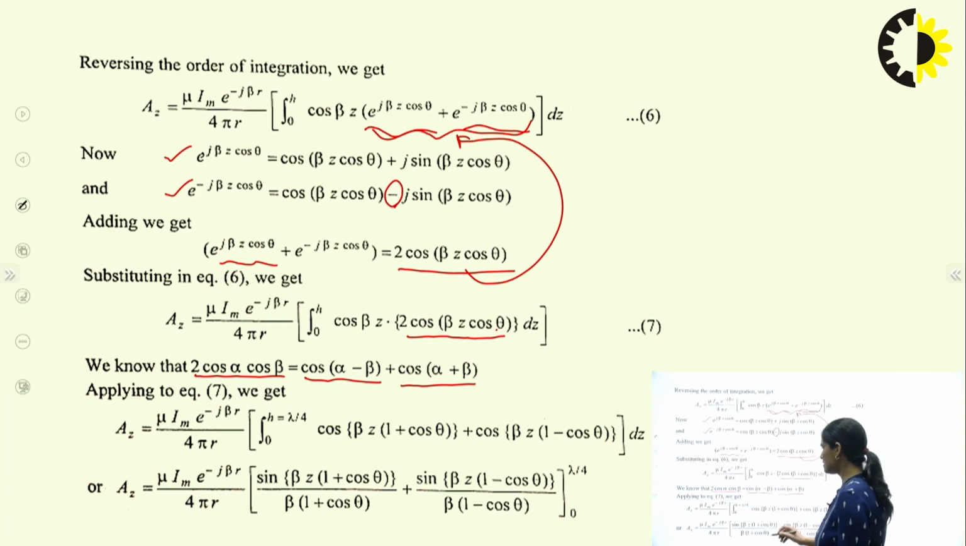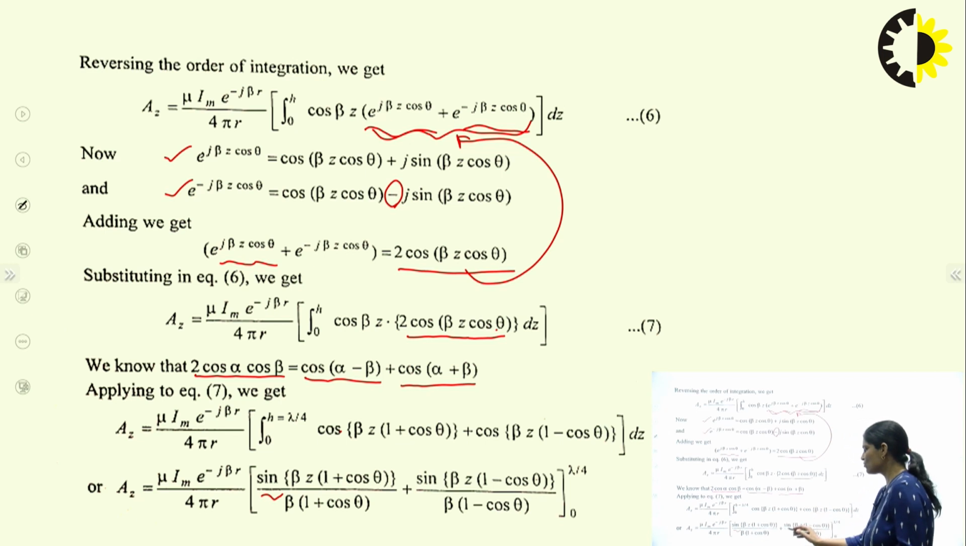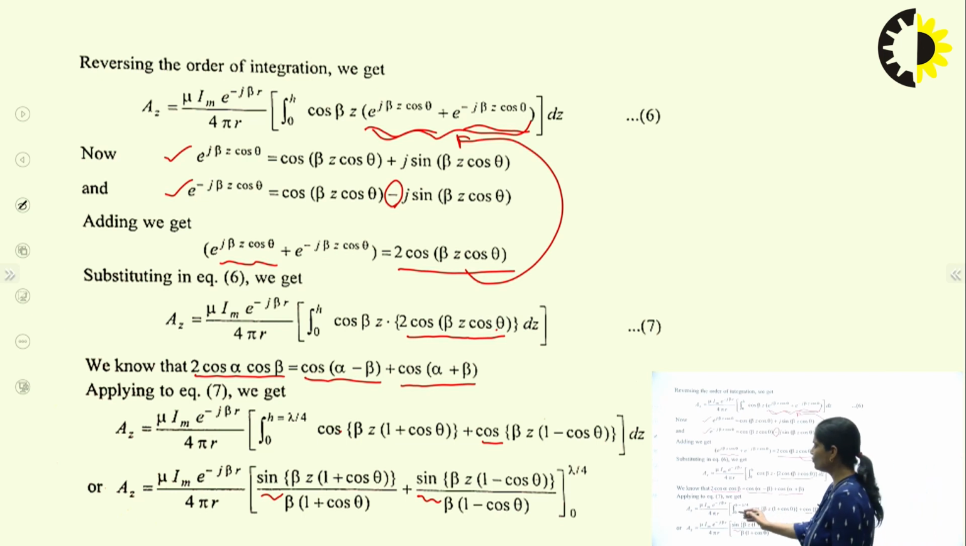So put here this term, and while you are integrating, the cos term will integrate and you will get the result in the form of sine. And here also, if you have a cos term, when you integrate, you will get sine, and you can put the limit 0 to H.